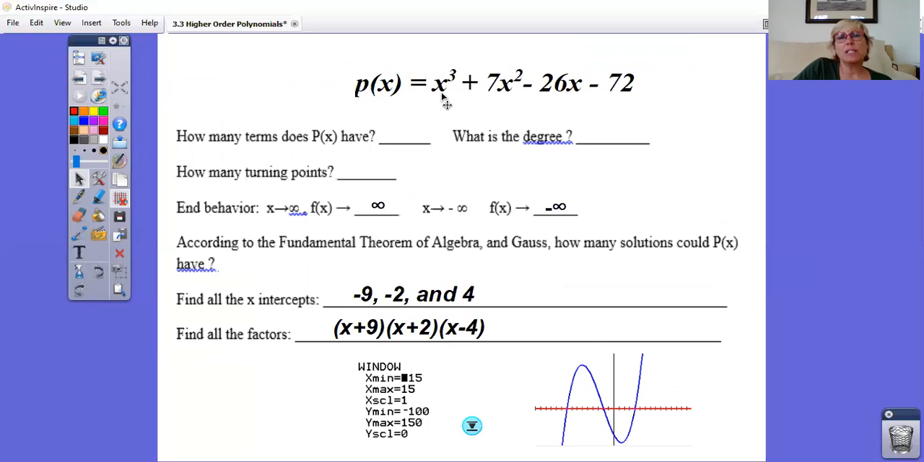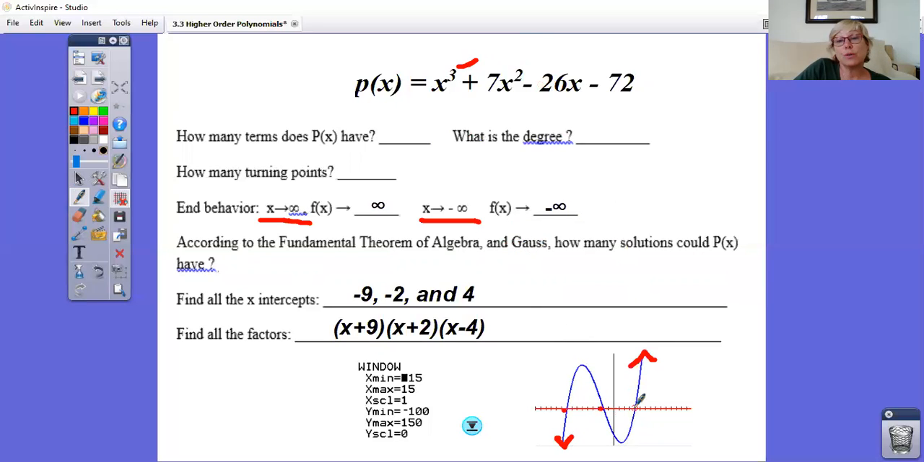Last example, this is an x cubed. How many terms? 1, 2, 3, 4 terms. The degree is 3, and this will have 2 turning points. The end behavior, the right end behavior goes up to infinity. The left end behavior goes down to negative infinity. According to the fundamental theorem of algebra and Carl Friedrich Gauss, we need 3 real solutions, or maybe just 1, but we do have 3 real solutions.